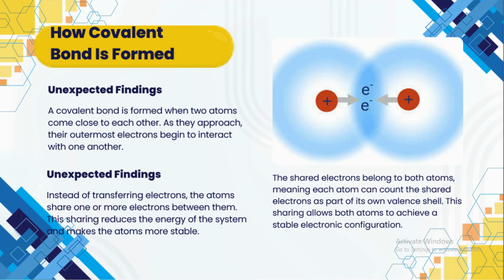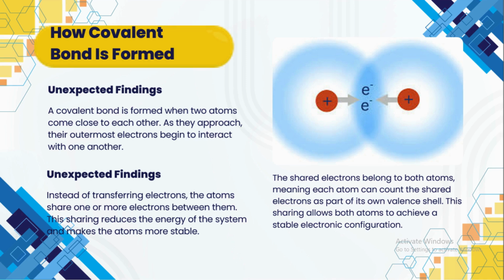So now the question is how the covalent bond is formed. A covalent bond is formed when two atoms come close to each other. As they approach, their outermost electrons begin to interact with one another. Instead of transferring the electrons, the atoms share one or more electrons between them. This sharing reduces the energy of the system and makes the atoms more stable.